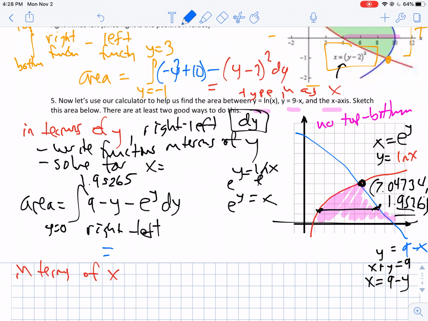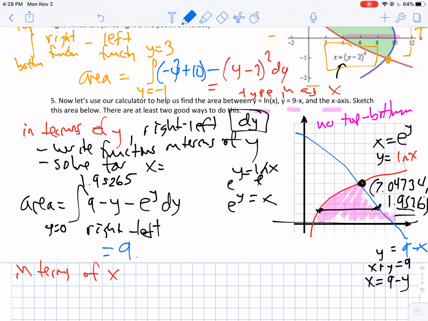Now I'm going to plug this in my calculator. When I find that area on my calculator, I'm going to integrate using math 9. But I'm just going to type it in terms of x. I just do 9 minus x minus e to the x. Luckily, it doesn't matter: math is math no matter what variable. And I go from 0 to that y point, 1.95265. So I want to write it down in terms of y with my right function, my left function.